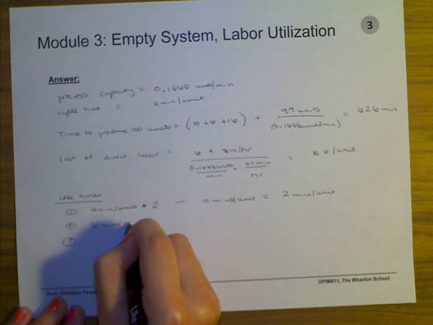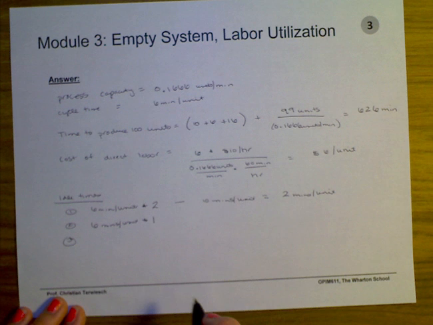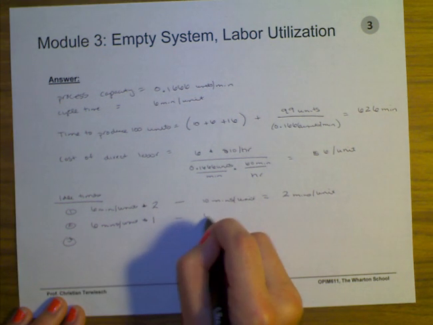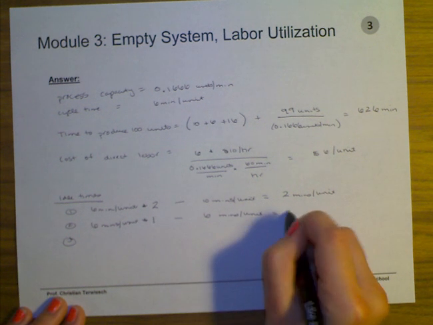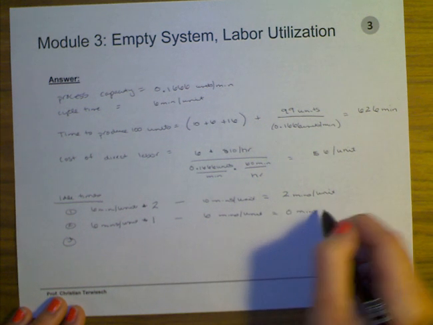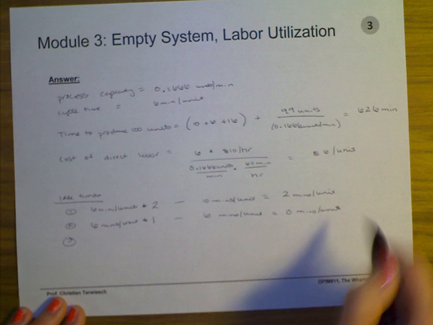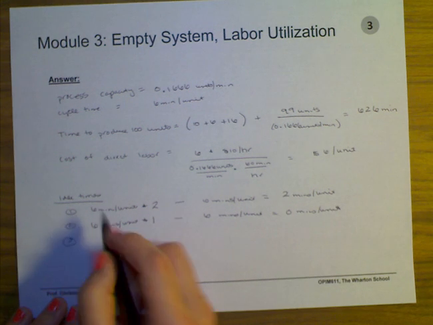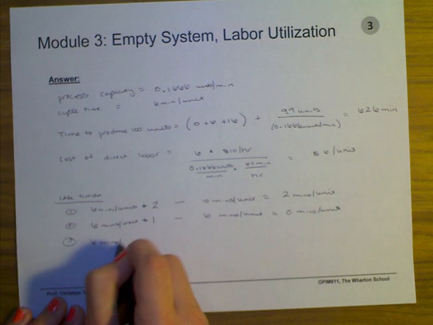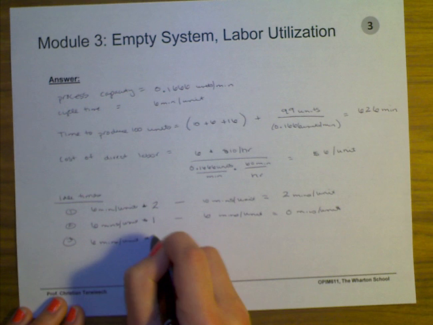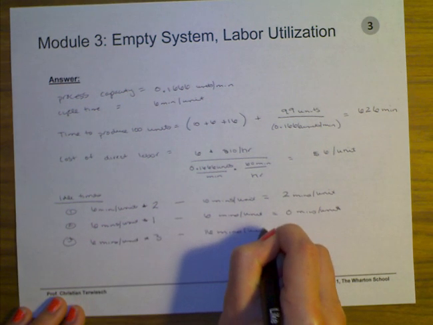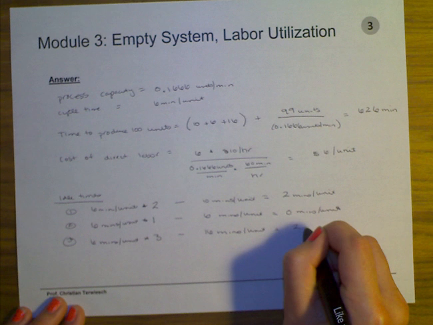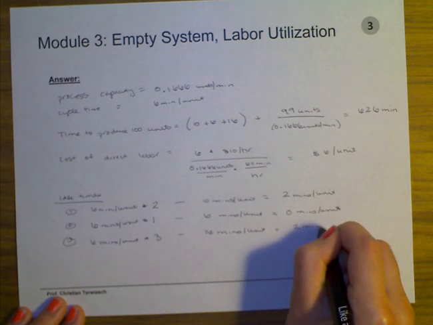At resource 2, again, sort of the same cycle time, but we just have 1 worker. The processing time is 6 minutes per unit. So here there is no idle time at our bottleneck. And then the last one also has an idle time of 2 minutes per unit.